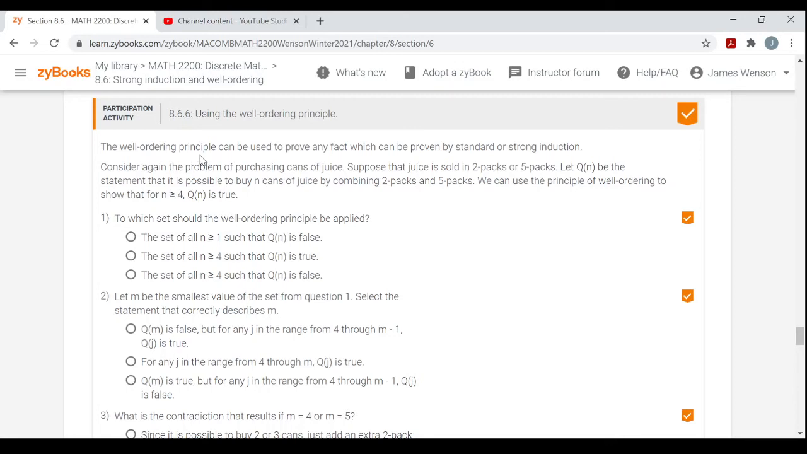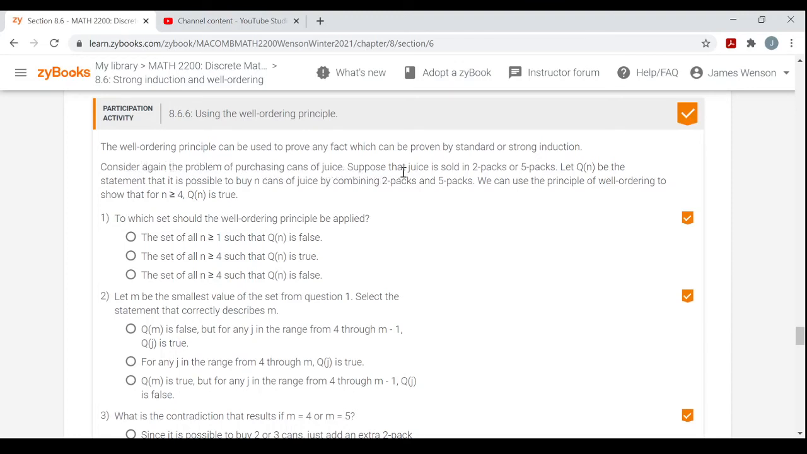So like I said, you can use this principle to prove any statement you could have proved by induction. You can prove it with the well ordering principle, and you can do it by contradiction. I'll show you an example here. The well ordering principle can be used to prove any fact which can be proven by standard or strong induction.